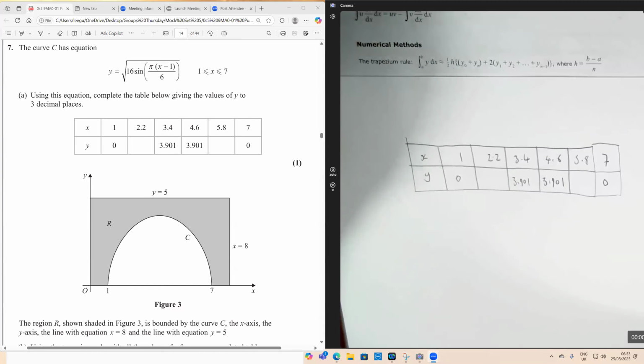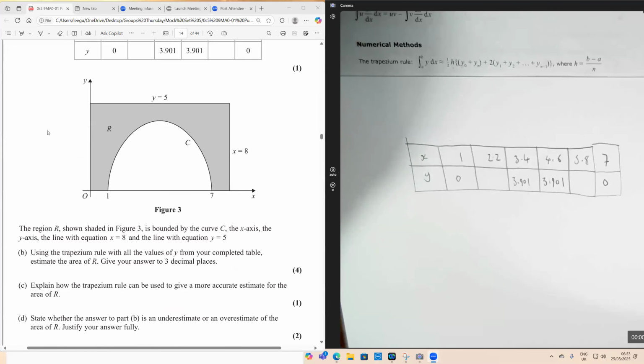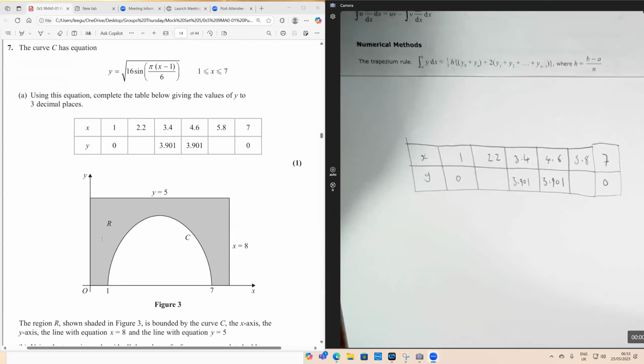So that was a little bit tricky a couple of years ago when they didn't say to use the trapezium rule. Kind of caught quite a few people out. However, for this one, they're being nice, and it does indeed tell us that we should use the trapezium rule, so that's nice. Let's have a look at this question then.